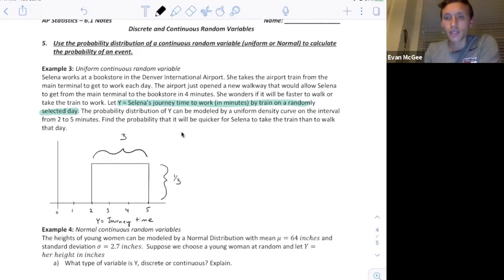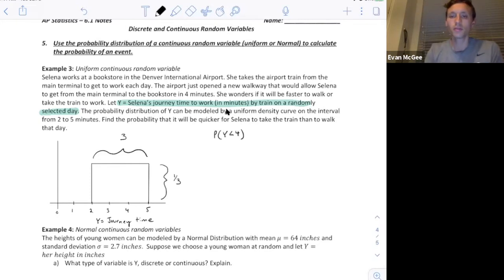So she can take the train or she can walk. Now, the new walkway says that it will take her 4 minutes to walk, and they want to know what's the probability that it's quicker for her to take the train. So it's only going to be quicker if the train gets her there under 4 minutes. So y is the distribution of her train times on a randomly selected day. So we want to find the probability that y is less than 4.